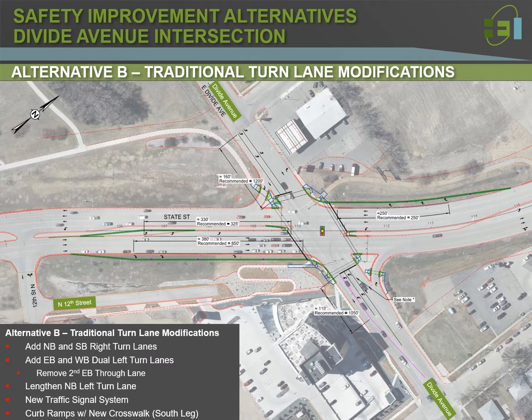Also, a new State Street crosswalk would be installed on the south side of the intersection. This alternative would decrease the future year 2039 intersection delay by 22% compared to the existing operations, but would have 200% greater delays compared to Alternative C.